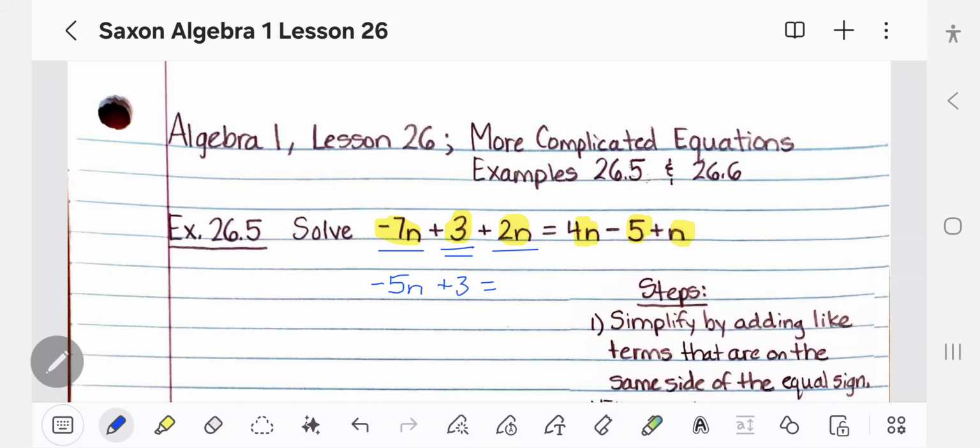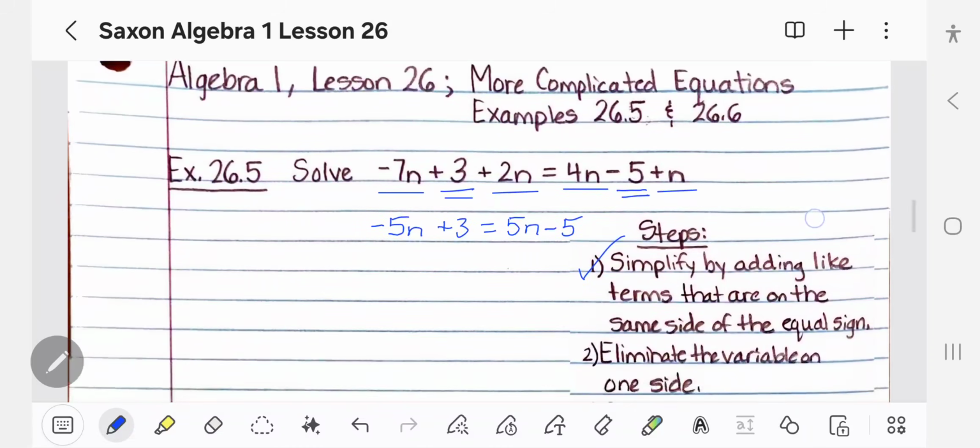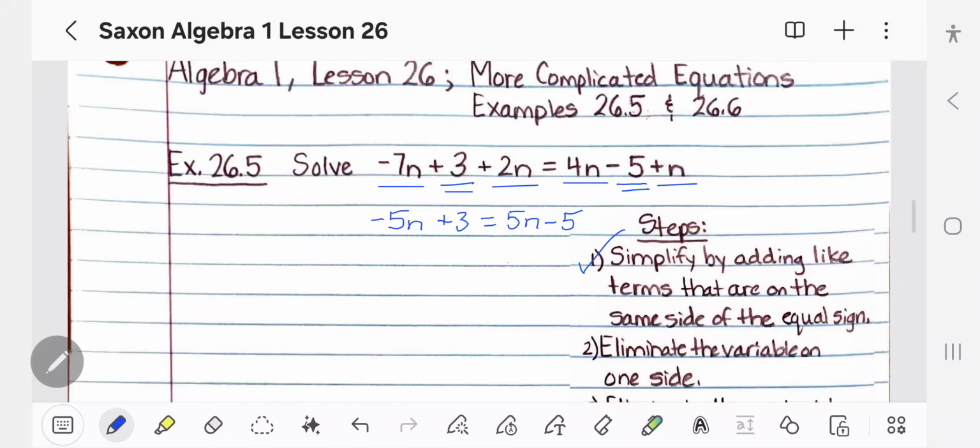And let's see what we have as far as like terms on the right side. We have a 4n and a plus n. And the negative 5 doesn't have anything that goes with it. So let's combine the 4n plus the 1n, which would be 5n, and then bring down the minus 5. We have just accomplished step 1. We have added the like terms that are on the same side of the equal sign.